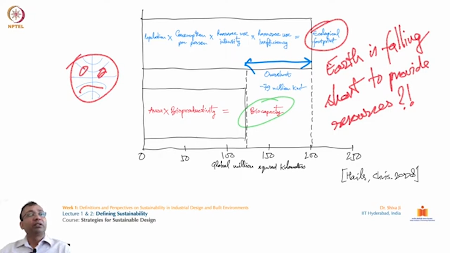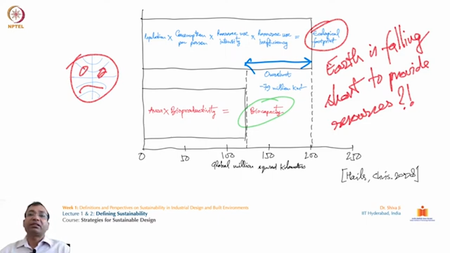So on this x-axis you can see this is a global million square kilometers. It talks about how much we as a human species have exhausted the capacity of this earth. In terms of the capacity of the resources, we measure this as biocapacity: area times bioproductivity. Bioproductivity is the capacity which a particular region produces in a given time. If we multiply that by the area, we get the overall biocapacity of that place.